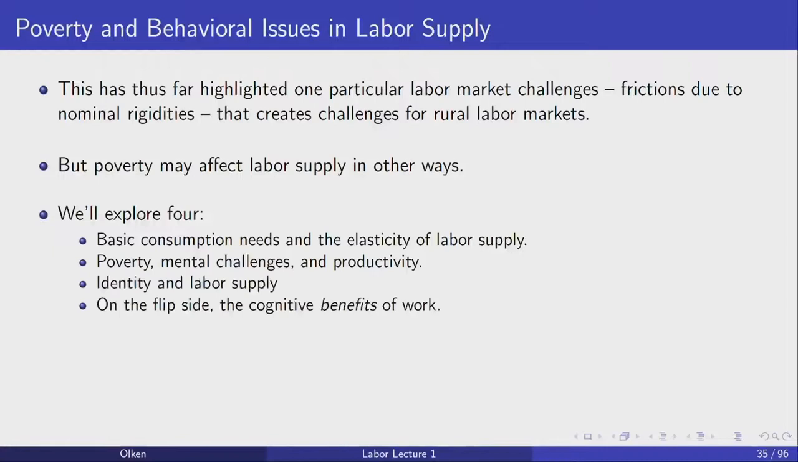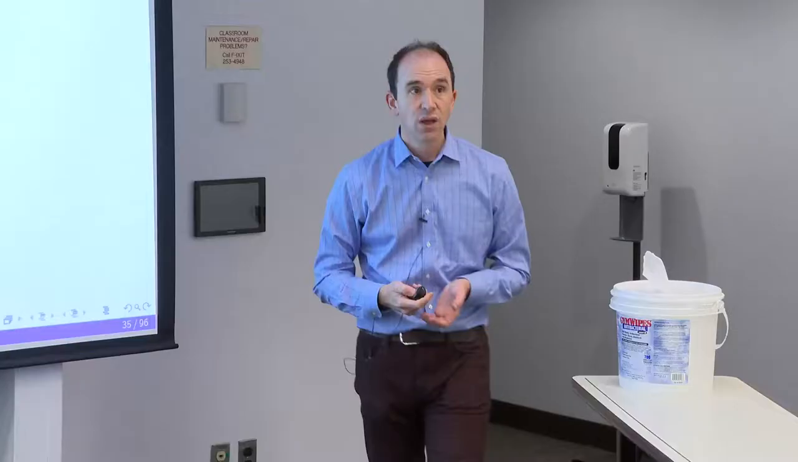I want to explore four different related issues, which will take us mostly to the next class. I'll do this one today, and then the rest of them we'll do next time. So the first question is, how does poverty affect our labor supply decisions? One argument is that basic consumption needs change the elasticity of labor supply, and that can have aggregate implications. A second is a behavioral channel, where needing to think about how you're going to meet your daily needs changes your productivity directly. We'll talk about identity and labor supply issues, and then a new paper on the cognitive benefits of work.